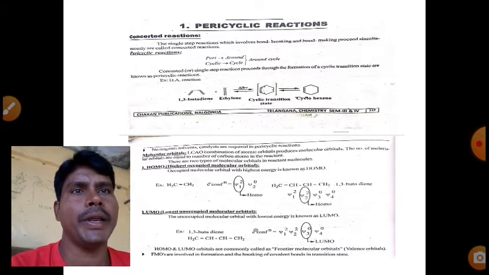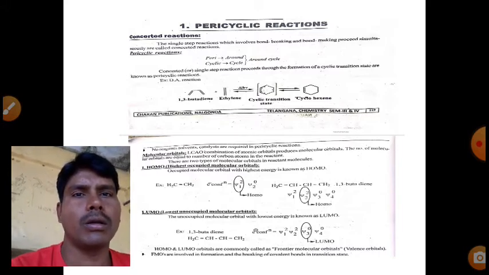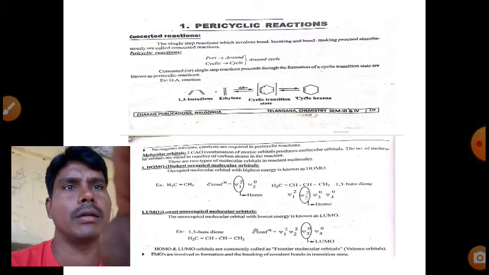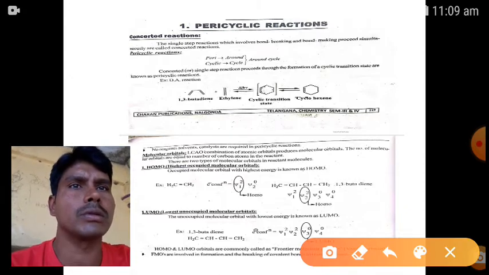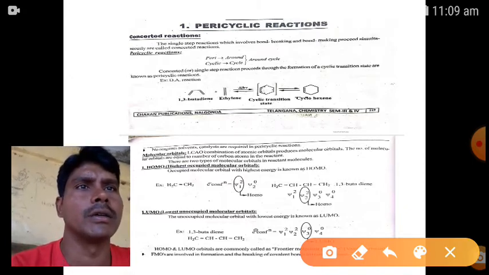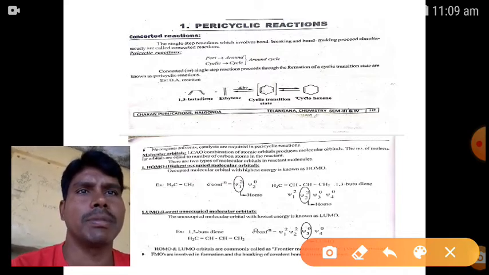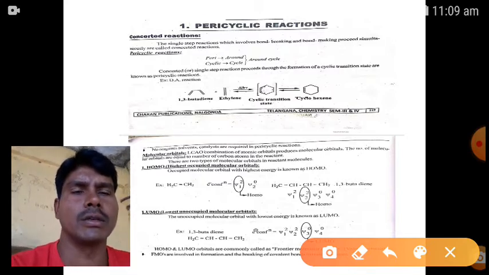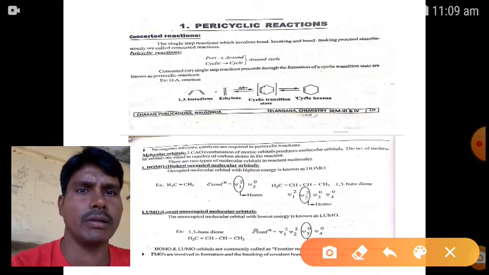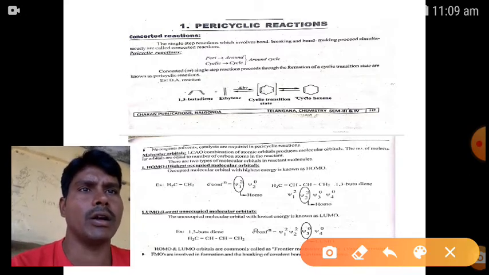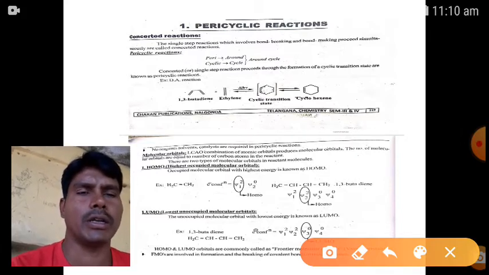Pericyclic: peri means before or around the reaction. The single step reactions which involve bond breaking and bond making processes taking place simultaneously are called concerted reactions. No intermediate formation takes place in these reactions. Only a cyclic state is formed and then the product is produced. So the cyclic state or transition state happens in the middle, and it gives the product.